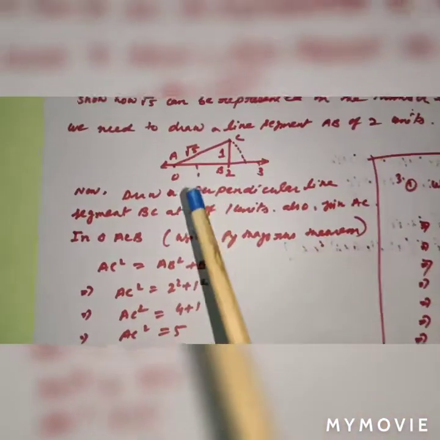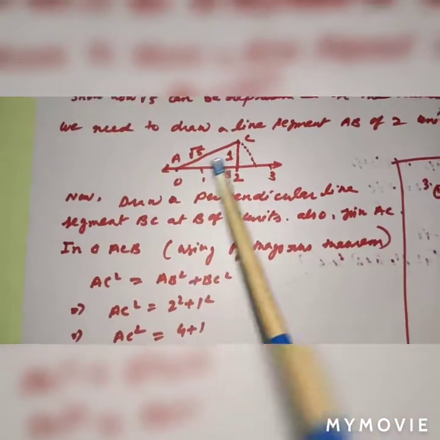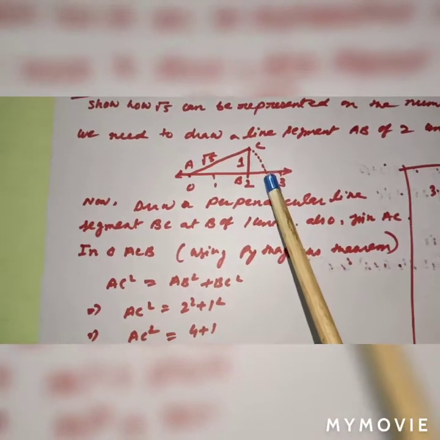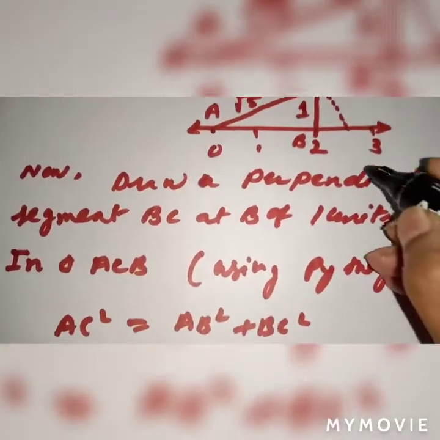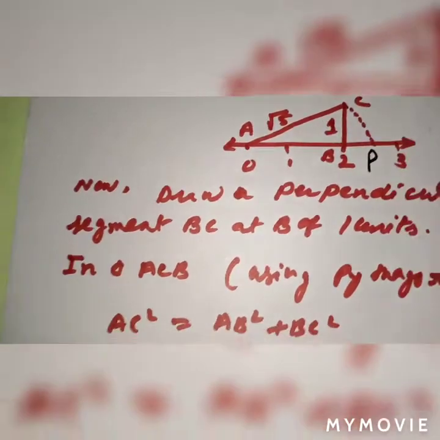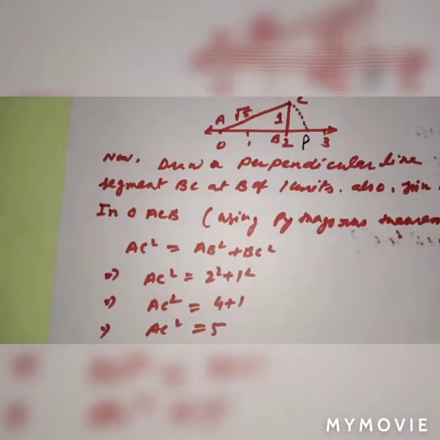Now using your compass, with AC as the radius, if you draw an arc, you can see the arc intersects the number line here. Denote it as P, meaning P represents root 5 on the number line. So I hope all of you understood.